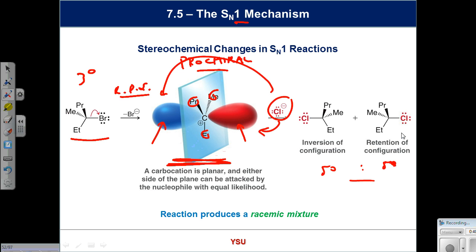A lot of the time it is, some of the time it isn't. That produces what we call a racemic mixture. 50% of one isomer, 50% of the other isomer. Give me a word that describes the relationship between that molecule and that molecule. They are enantiomers. Good, we picked something up.